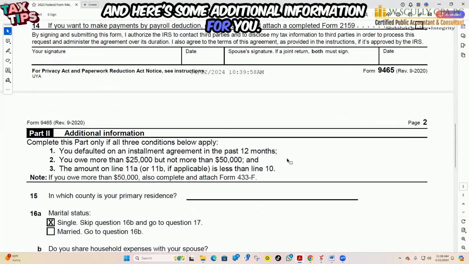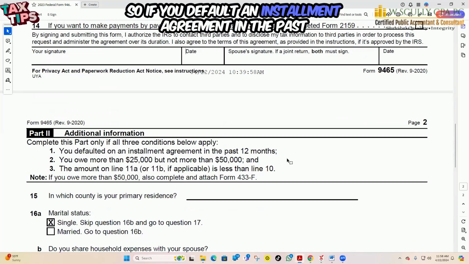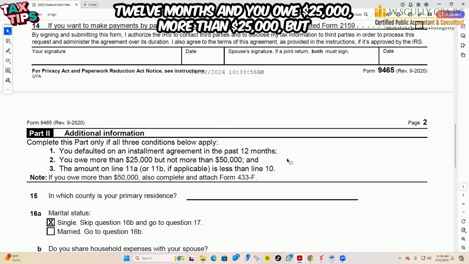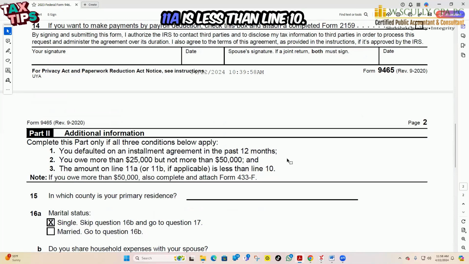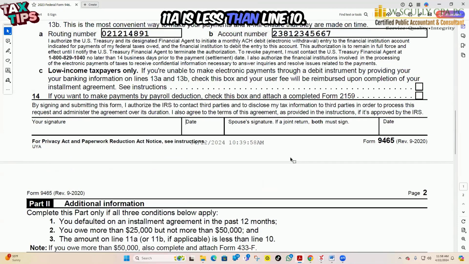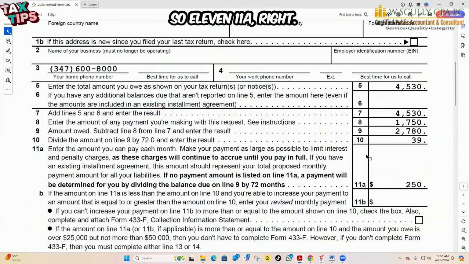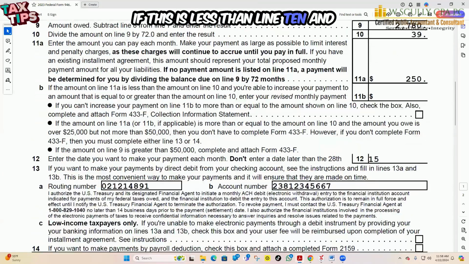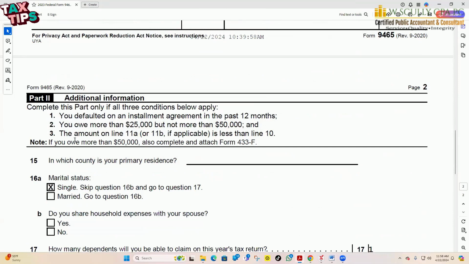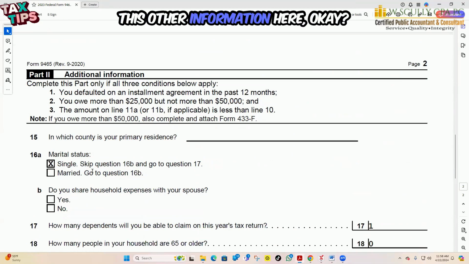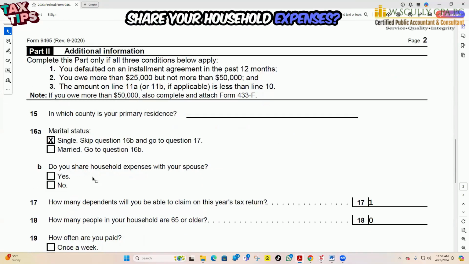And here's some additional information for you. If you defaulted on an installment agreement in the past 12 months, and you owe more than $25,000 but not in excess of $50,000, and the amount on line 11A is less than line 10, so 11A, right? If this is less than line 10 and you meet the other conditions above, number 1, number 2, then you may want to complete this other information here, okay? Share your household expenses. Do you share your household expenses with your spouse? You have to answer yes or no to that.